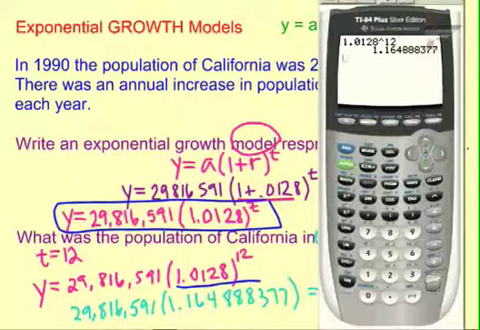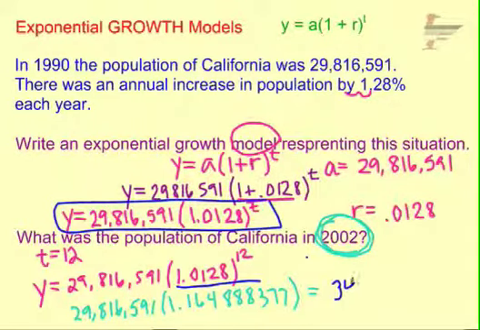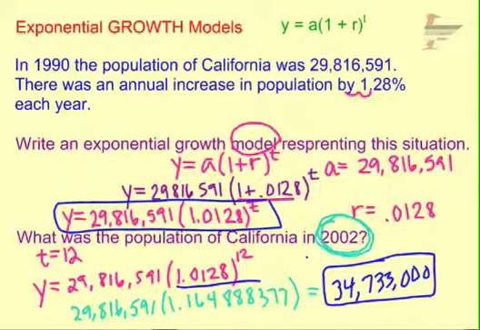So with my calculator, I actually already have that number in. So if I do times, it's going to take that answer, multiply it by our population, which is 29,816,591. And our final answer is 34,733,000. And the 0.3, but we're talking people, so we'll leave it at this. So that is the estimated population in 2002.